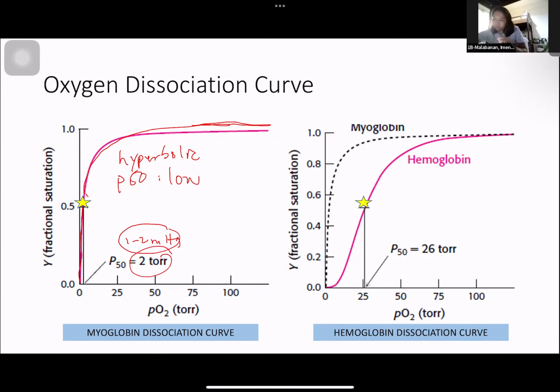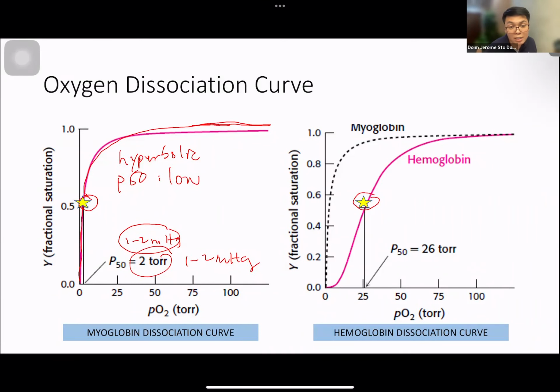What does that tell us? Myoglobin is not efficient in transporting oxygen, rather it is mainly for storing it. Why? Imagine, you already have 1 to 2 millimeter mercury of oxygen partial pressure. Myoglobin would not release its oxygen content. You see, only 1 to 2 millimeter mercury, and it is so stingy, it would not release it, compared with your hemoglobin, which has a higher P50.